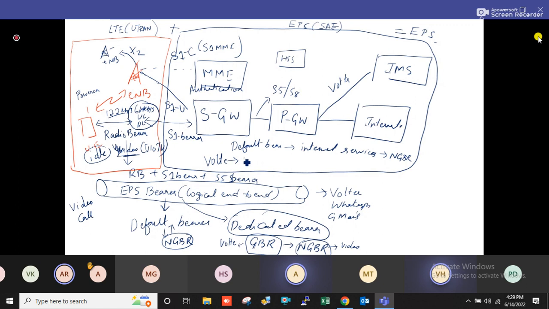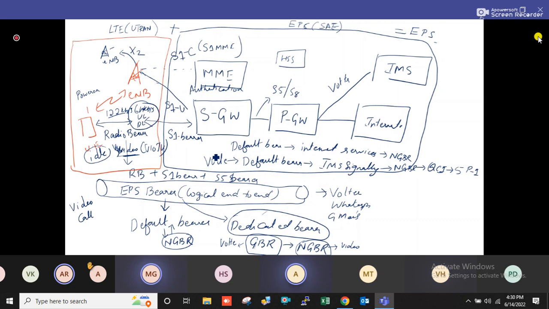So what we do for this, we first create a default bearer. Why default bearer? Because default bearer is created for IMS signaling. So first we need to do signaling and then the traffic flows. This signaling will always be NGBR, and as we discussed, the QCI value of this particular default bearer will typically be 5, and it will be priority 1.